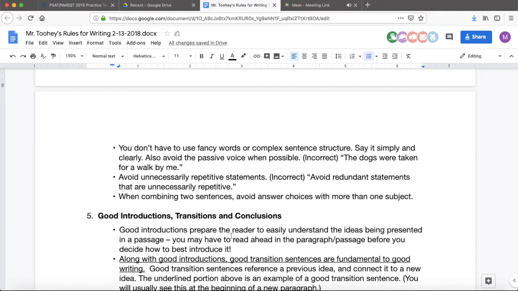Are you guys familiar with the passive voice? Have you heard of that? Yes. It's when the subject is not actually doing an action, like something is happening to the subject, which is kind of confusing and difficult to understand or visualize, right? Because the subject in this sentence is dogs, but the dogs aren't doing anything. Something's happening to the dogs. They're being taken for a walk, right? So what would be a better way to phrase that sentence?